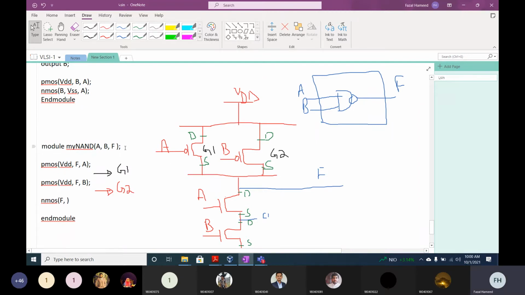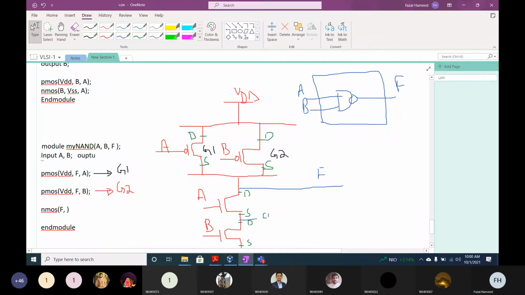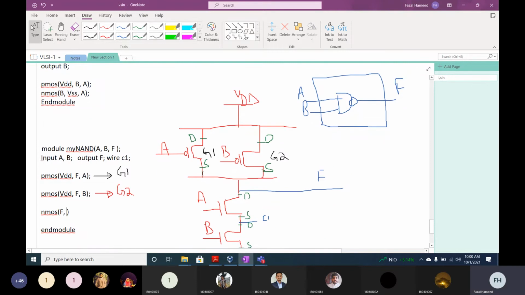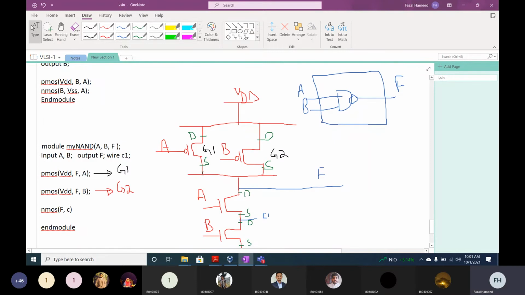So I can write it: input A, B, F, wire C1. Am I right? Okay. Yes, sir. And plus F. The first is drain, then source. What is source? C1. And what is gate? A.